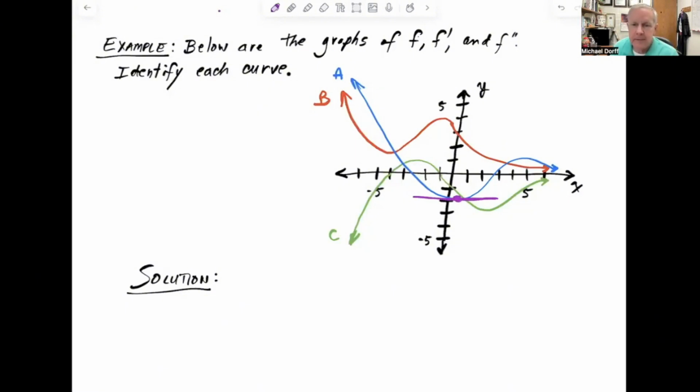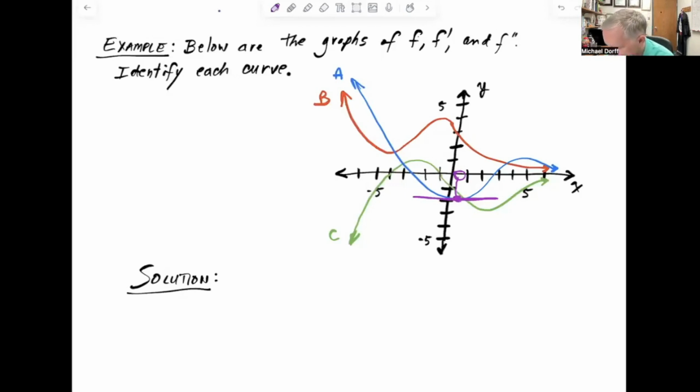The graph of its derivative then should intersect the x-axis right above that point. So right above that point is up here, but there is no curve that intersects it there. So this suggests to me that B and C are not graphs of the derivative of A, either one of those. So that probably means that A is going to be the graph of the second derivative.